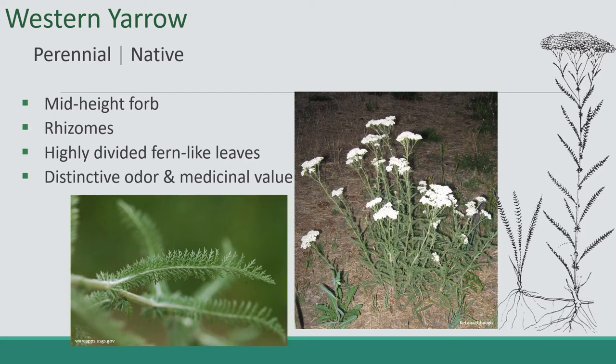It has rhizomes, so when you see it out on the range, you'll see that it's not a bunch, it's kind of a sod. Underneath that plant, there are little runners under the soil, the rhizomes, and they create new plants as they move out. The most distinctive thing about the plant, though, is those highly divided, really fern-like leaves. It looks like someone just took a leaf and cut it into little threads. That fern-like leaf is distinctive of it.